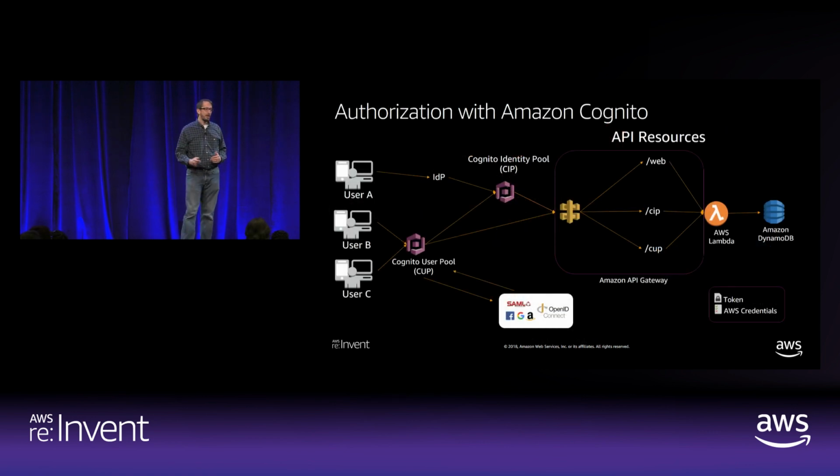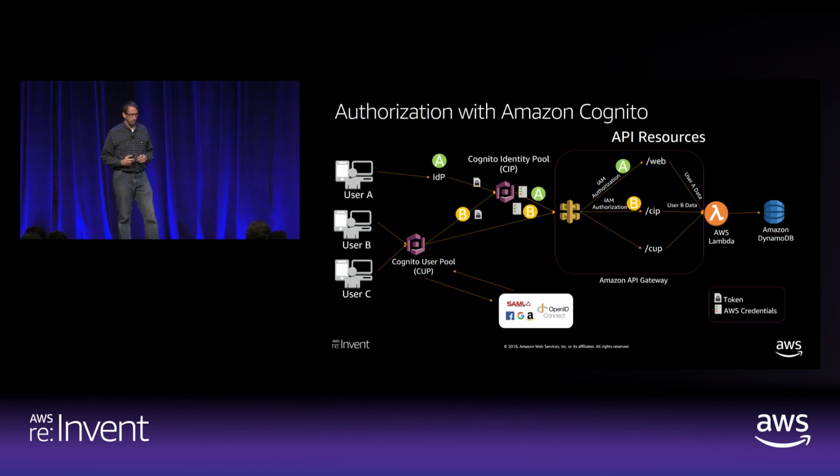Now let's talk a little bit about Cognito and how it can be leveraged to promote federation and sign-in and authorization for your serverless web application. So there's two sides to Cognito. There's Cognito identity pools and Cognito user pools. The main job of Cognito identity pools is to honor an authentication token from an upstream identity provider and convert that, or exchange that, for IAM credentials.